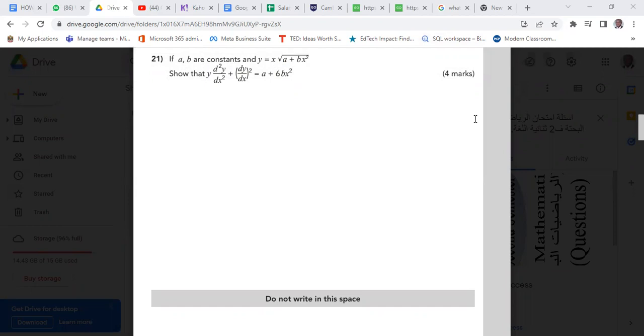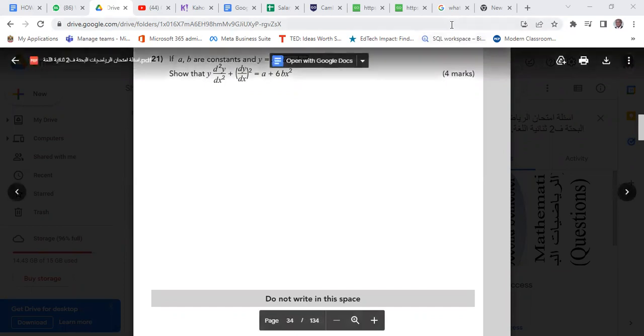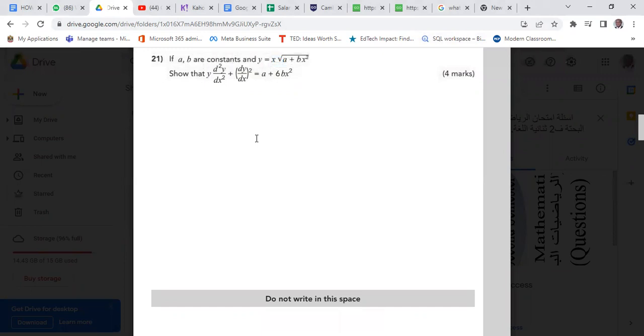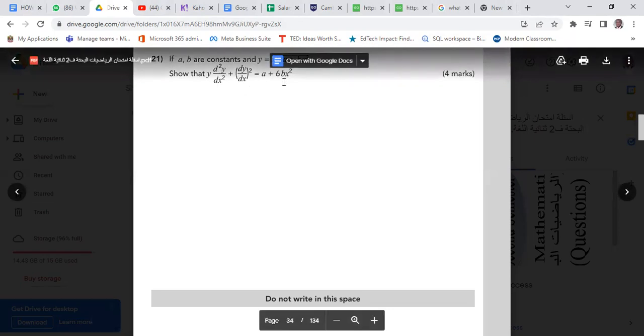So this question wants us to show, given that a and b are constants and y is equals to x square root of a plus b x squared, we should show that this is equals to this. Now, we have to be able to prove by differentiating 2 times that this side is the same thing as this side. So the first thing that you have to do is to differentiate, and you have to do that 2 times, right? So let's start with the first one.